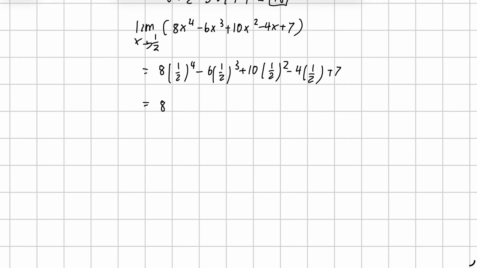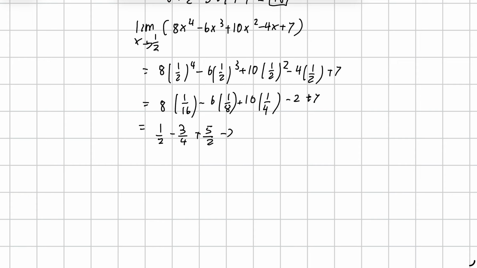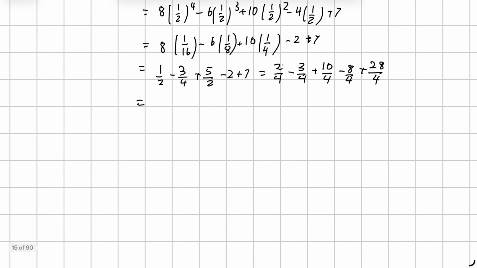And that's going to be 8 times 1 over 16, because we're just going to raise 2 to the power of 4, minus 6 times 1 over 8 plus 10 times 1 over 4 minus 2 plus 7. We get 1/2 minus 3 over 4 plus 5 over 2 minus 2 plus 7. And that is 2 over 4 minus 3 over 4 plus 10 over 4 minus 8 over 4 plus 28 over 4. If you add those all together, you get 2 minus 3 plus 10 minus 8 plus 28. That's going to be 29 over 4.